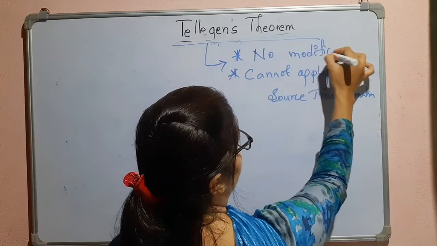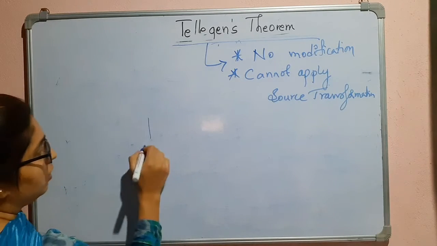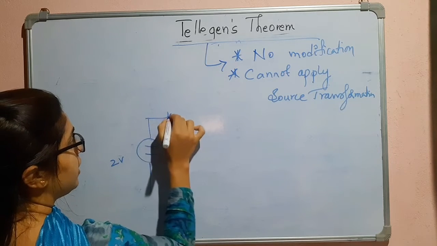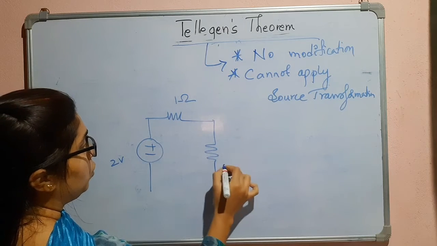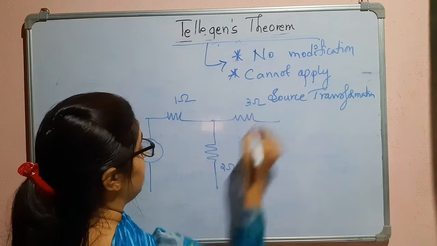No modification of the circuit. Okay, so let us take one circuit here. This is 2 volts I will consider. This is a 1 ohm resistor. Here we have a 2 ohm resistor. Here we have a 3 ohm resistor.